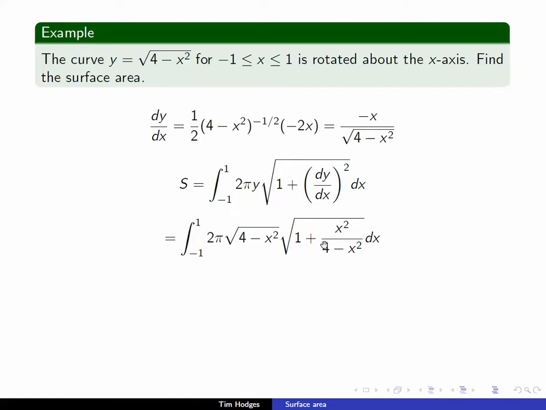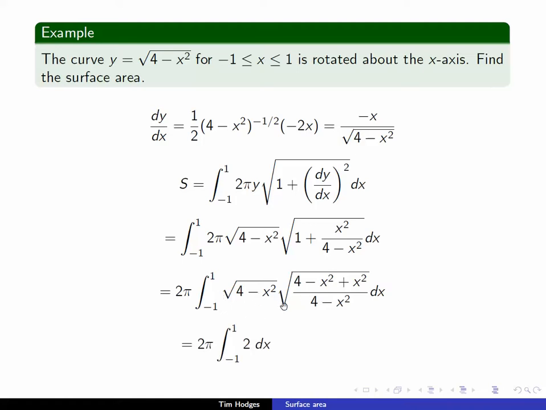The first thing we do is we put the thing inside the square root over a common denominator. And so that means that we write the 1 as (4 minus x squared) over (4 minus x squared). And when we do that, you see these x squareds cancel out, leaving us with a 4 on the top and a 4 minus x squared on the bottom.